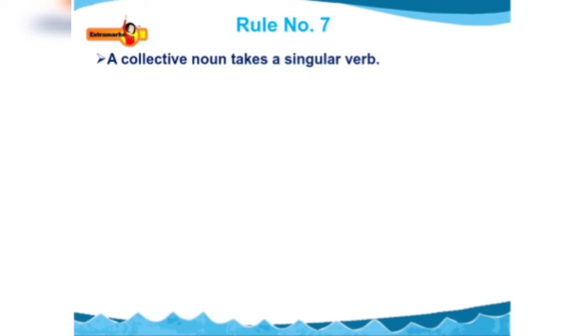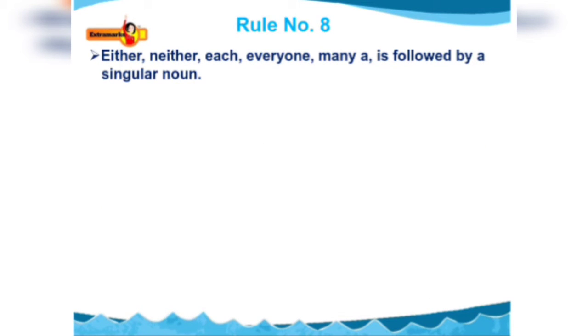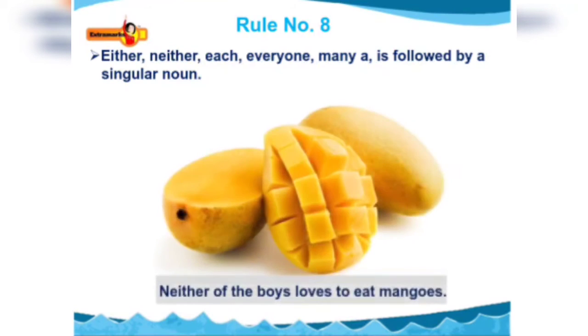Rule number 7. A collective noun takes a singular verb. For example, an army fights for its country. Rule number 8. Either, neither, each, everyone, many a is followed by a singular noun. For example, neither of the boys loves to eat mangoes.